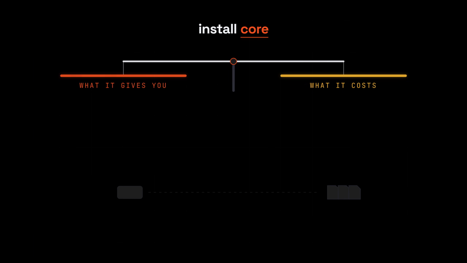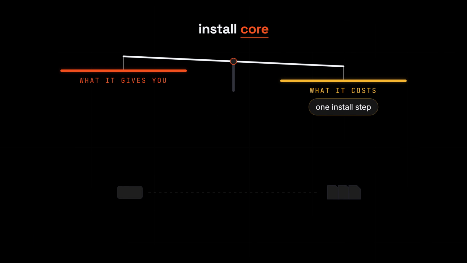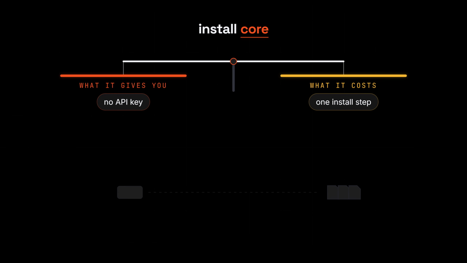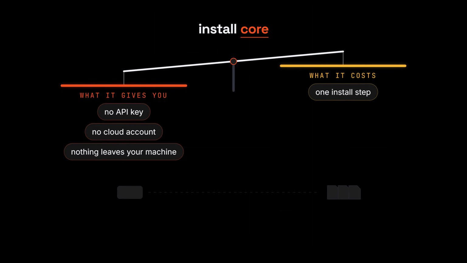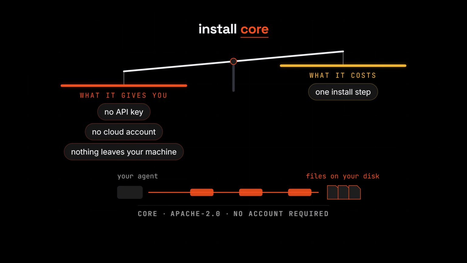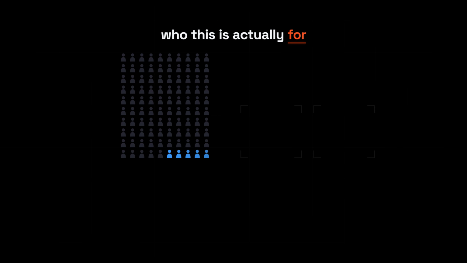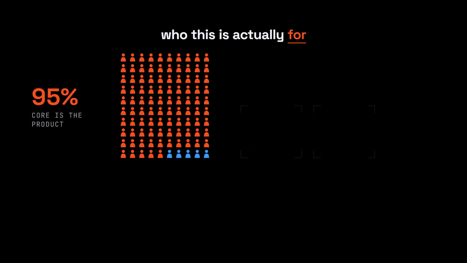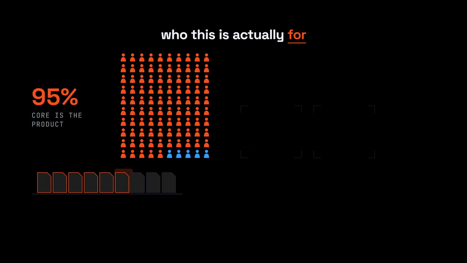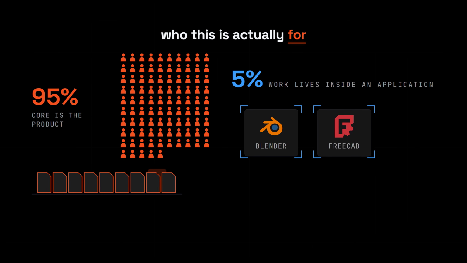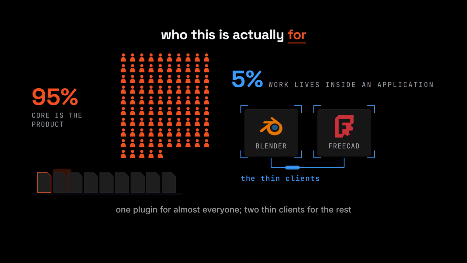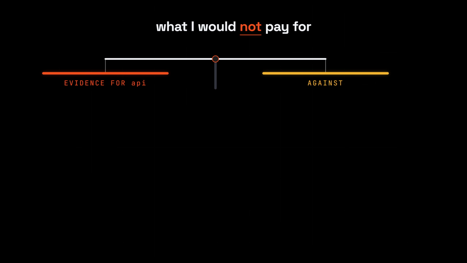So here is where I land, and it is not a shrug. Install core. It needs no API key, no cloud account, nothing leaves your machine, and it is the only piece that changes what your agent does by default. For something like 95% of people watching, that single plugin is the entire product. Your agent stops being blind to the files already sitting on your disk. The 5% is anyone whose work lives in Blender or FreeCAD, and for them the thin clients are the whole reason to be here. I would take core at twice the install friction.